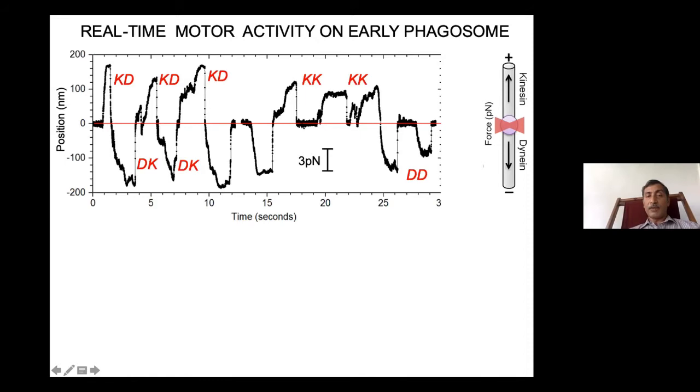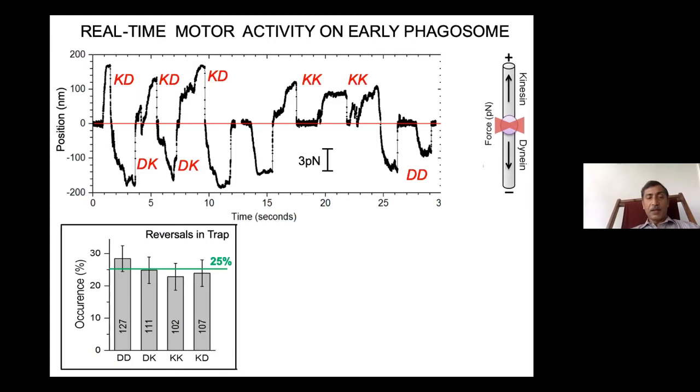You can, of course, have kinesin followed by kinesin because you didn't go the other way, or you can have dynein followed by dynein because you did two successive stalls towards the minus end of the microtubule. Now, you can take this data for a long time and simply count the number of KD and DK occurrences, and you see that all of them occur with more or less equal probability.